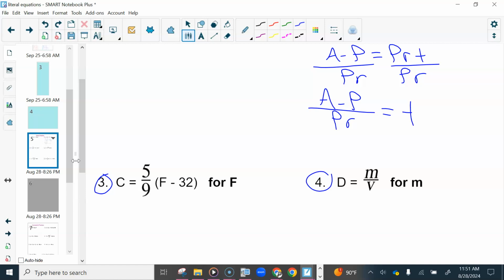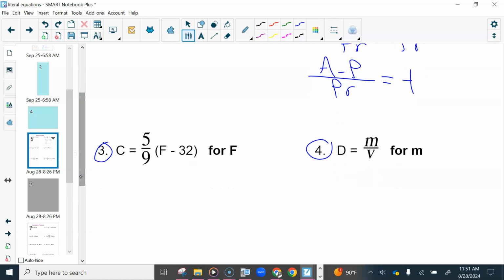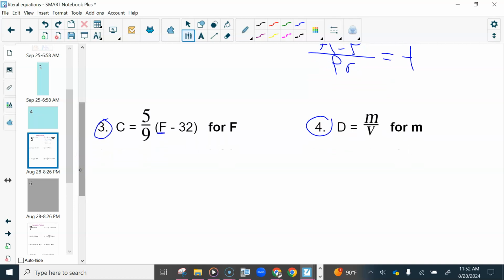Alright. In number 3, we need to solve for f, which is inside the parentheses. Which means we gotta get rid of this 5/9 before we do anything else. We can do one of two things. Either distribute that, and then we'll have to do something back with it, or get rid of the 5/9 completely. Which one would you rather? Distribute or get rid of? Get rid of. Okay. So think back to when we were solving with some of our fractions, and we flipped it and multiplied it. We're going to do that same thing here. Take this and flip it and multiply it on both sides.